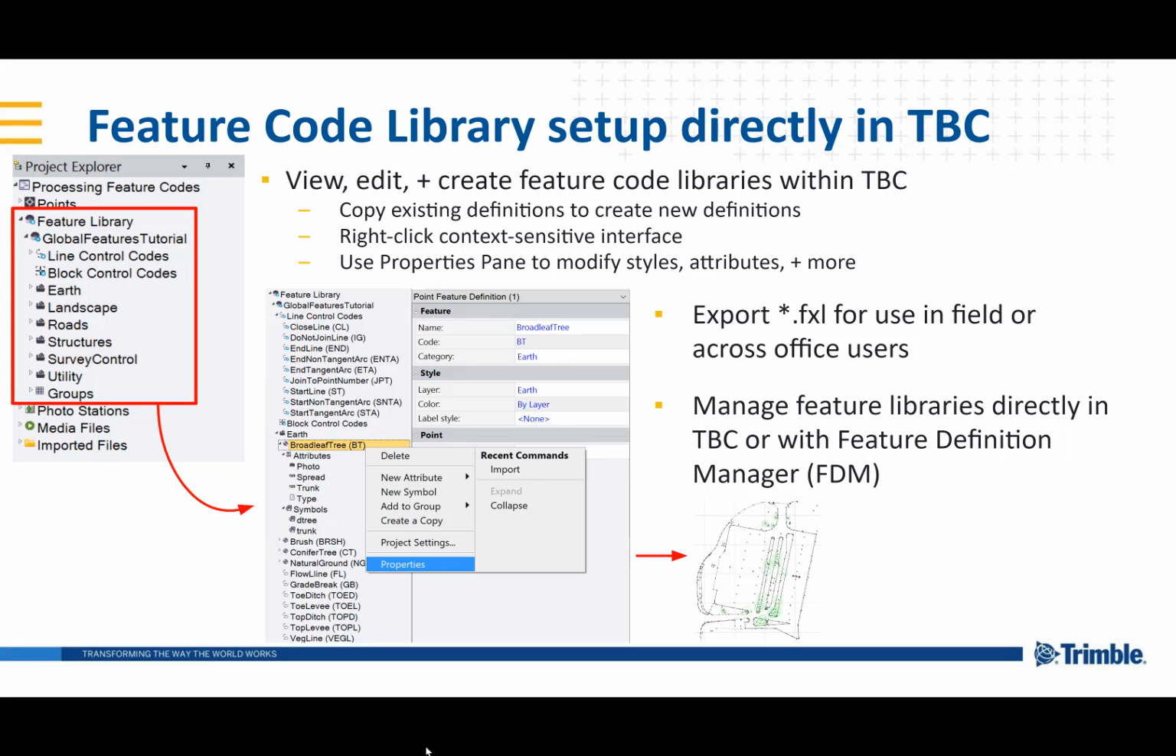You can copy existing definitions to create new definitions, just like you can in Feature Definition Manager, which is the standalone utility that had come prepackaged with TBC and still comes prepackaged with TBC. Using the right-click context-sensitive interface, you can do your editing or modifications within the property pane to modify things like the styles, the attributes, and more. You can then export what you've done via an FXL, same file format as before, for use in the field or across your other users in TBC.